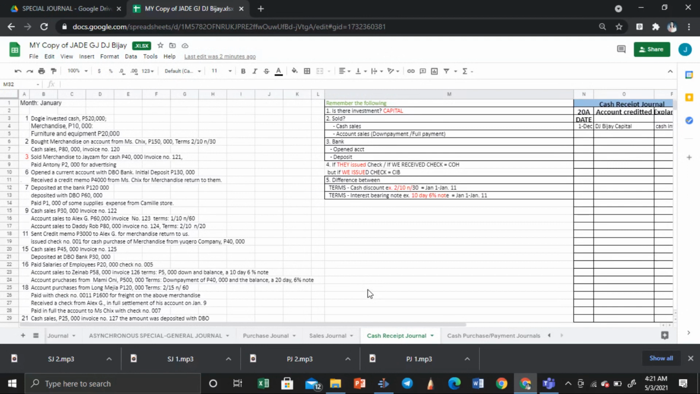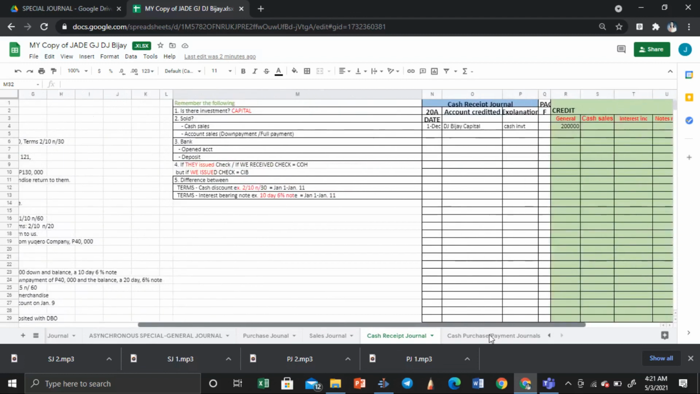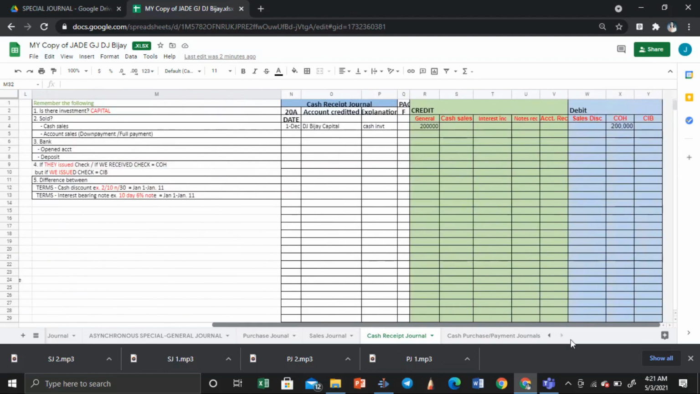For another special journal, we have the Cash Receipt Journal, or the CRJ. In this book will contain all the cash receipt transactions. Let me show you the columns under the Cash Receipt Journal. Compared to the Sales Journal and Purchase Journal, mas marami ang information na naka-include under Cash Receipt Journal.